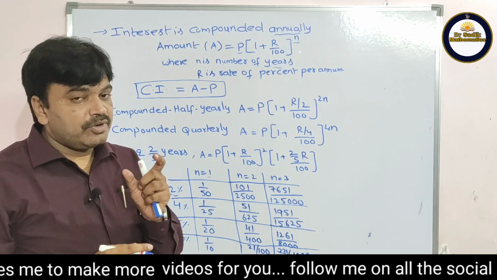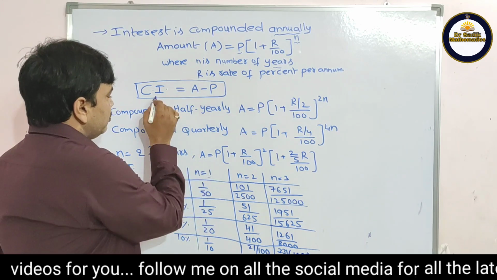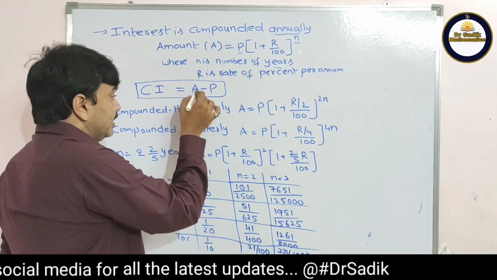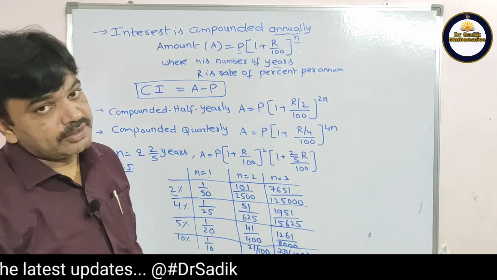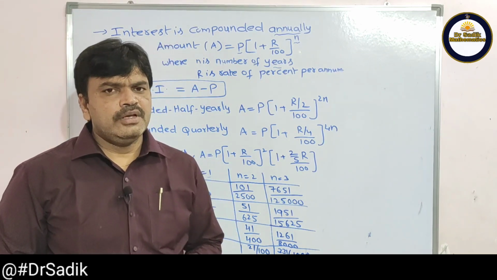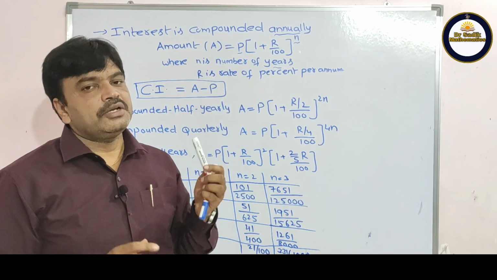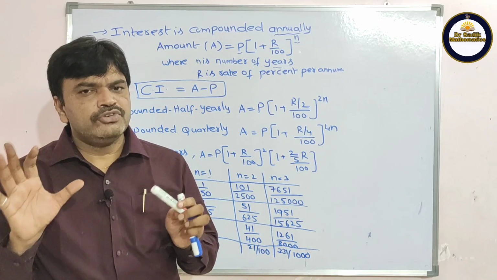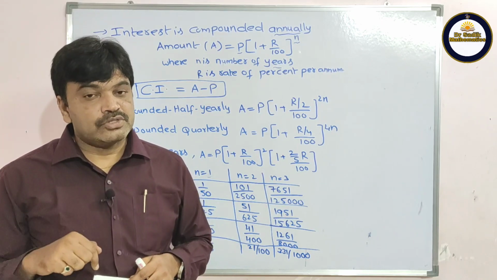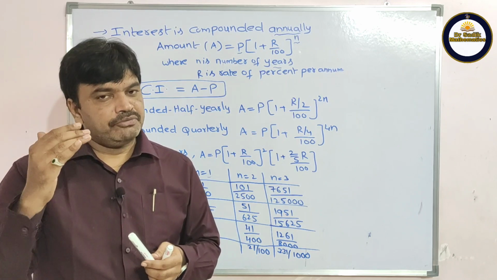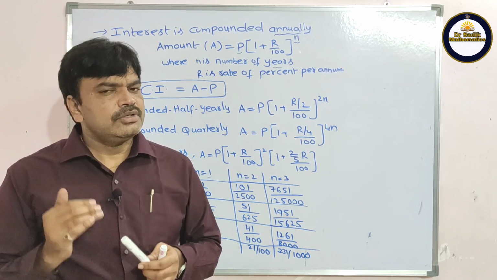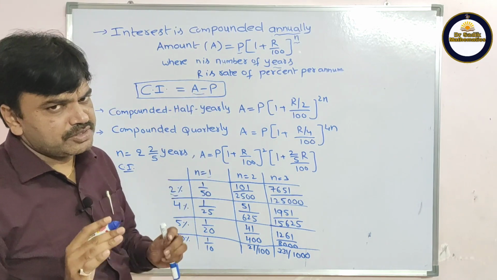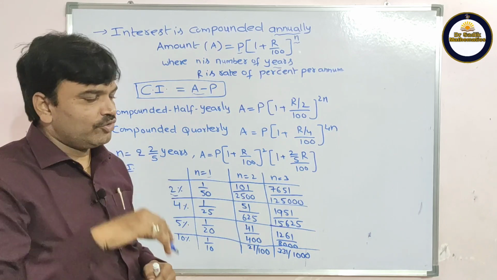Now let us see the formula of compound interest: compound interest is equal to A minus P. Then I get the compound interest. If you follow this procedure, it will take about 10 to 15 minutes. But I want to solve any problem within 1 minute, so I want to simplify this formula. Let us see how it is.